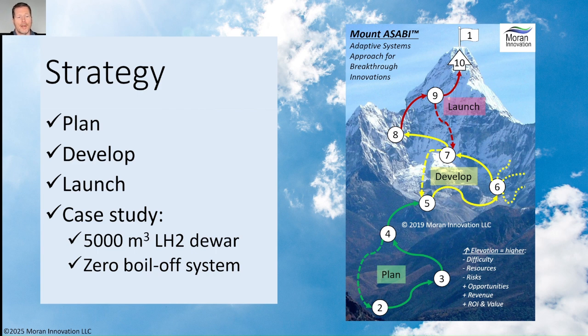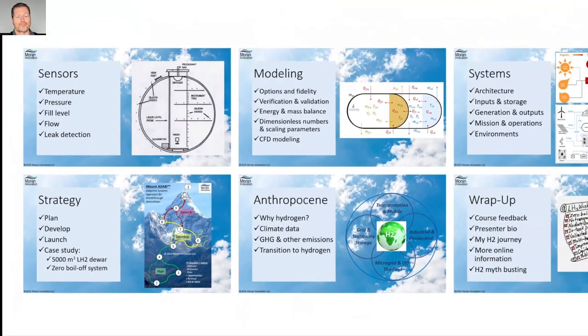And as a case study, I'm going to use the 5,000 cubic meter liquid hydrogen Dewar tank that we designed for Kennedy Space Center and is now operational, commissioned and operational to support the Artemis program, NASA's return to the moon. And that system includes a zero boil off option capability, which uses an active cryogenic refrigeration system to maintain the tank in a zero boil off state, as well as conditioning the liquid hydrogen. So we'll use that as a case study for this section.